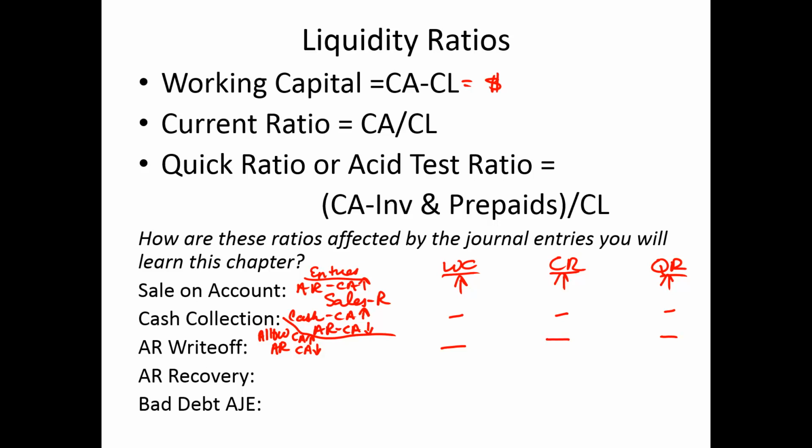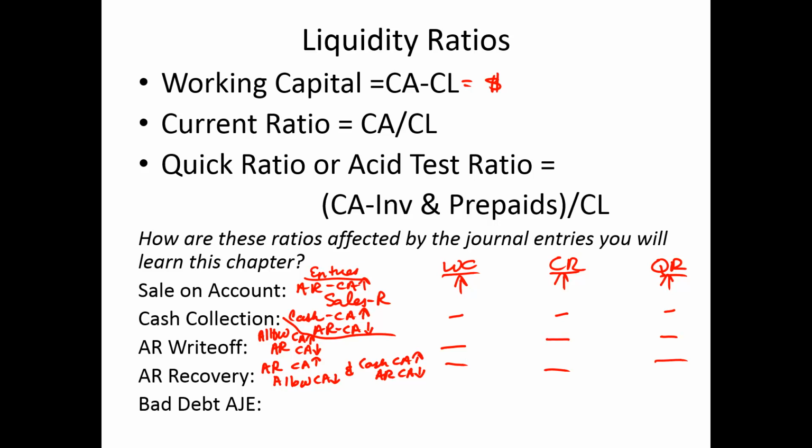An account receivable recovery, remember, takes two entries. One, you have to put it back on the books by debiting accounts receivable, crediting allowance. So there, a current asset is going up. Another current asset is going down. And the second, take the customer's money. So that's debit cash, which is a current asset, going up. Credit accounts receivable, which is a current asset, going down. So again, we're just switching one current asset for another, and it has no impact on our liquidity ratios.